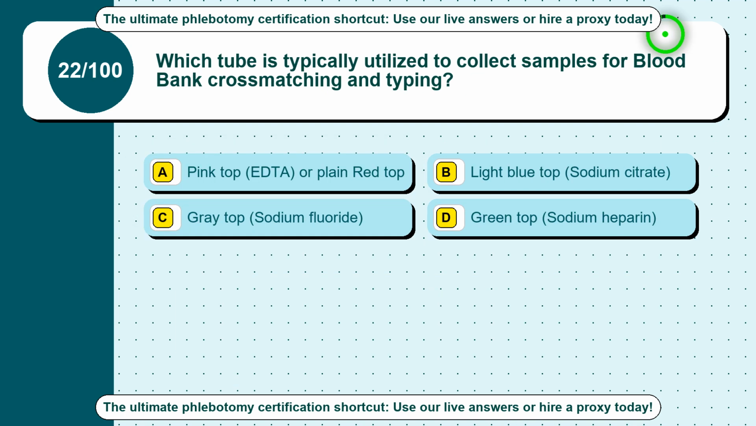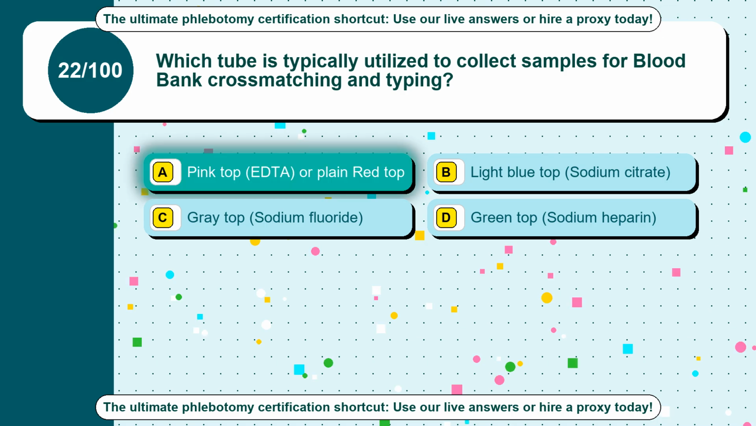Question 22. Which tube is typically utilized to collect samples for blood bank cross-matching and typing? Option A, pink top, EDTA, or plain red top. Option B, light blue top, sodium citrate. Option C, gray top, sodium fluoride. Option D, green top, sodium heparin.